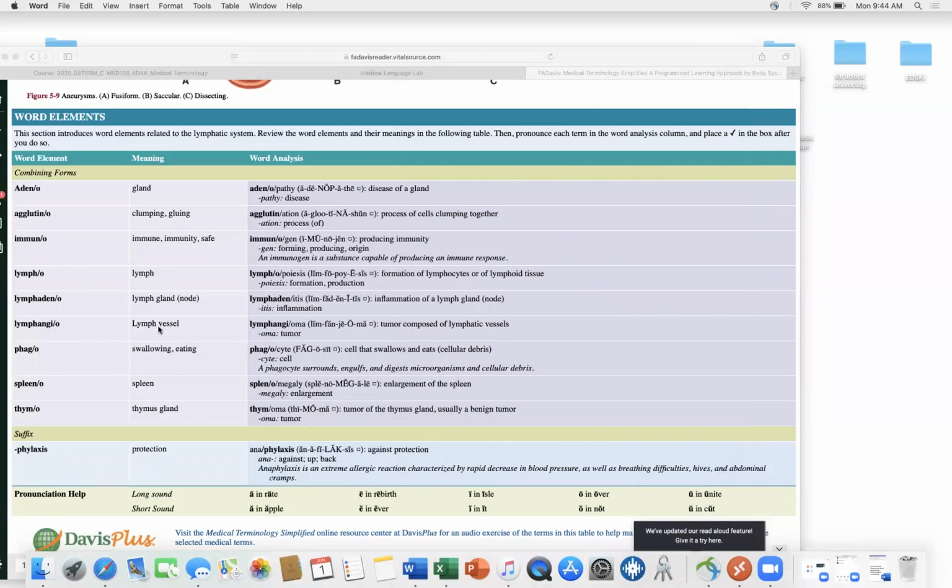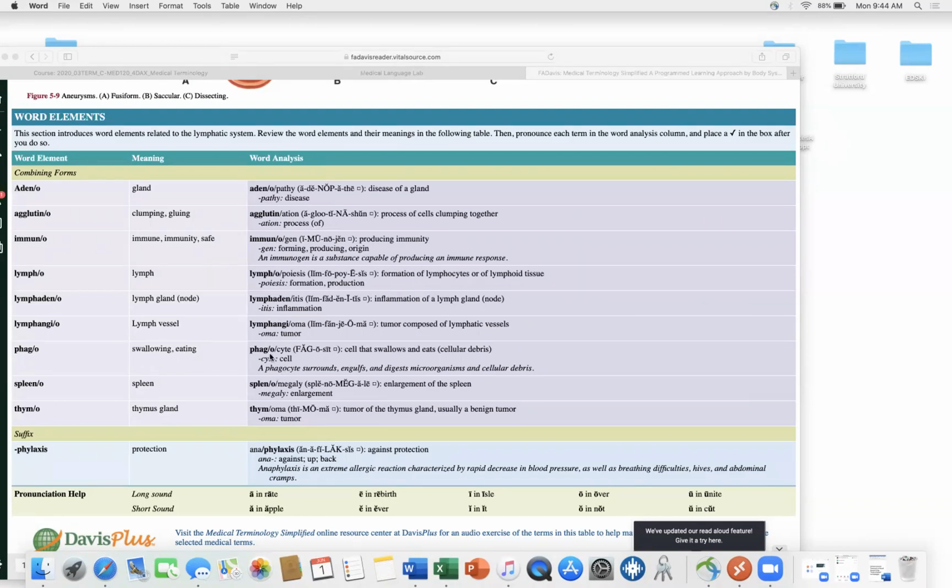Lymph angio means lymph vessel, right? And that's combining two or three parts. So a lymphangioma, my patient has a tumor, a lump or bump in their lymph vessel, and we have to investigate it because it could be what? It could be a carcinoma, could be cancer.